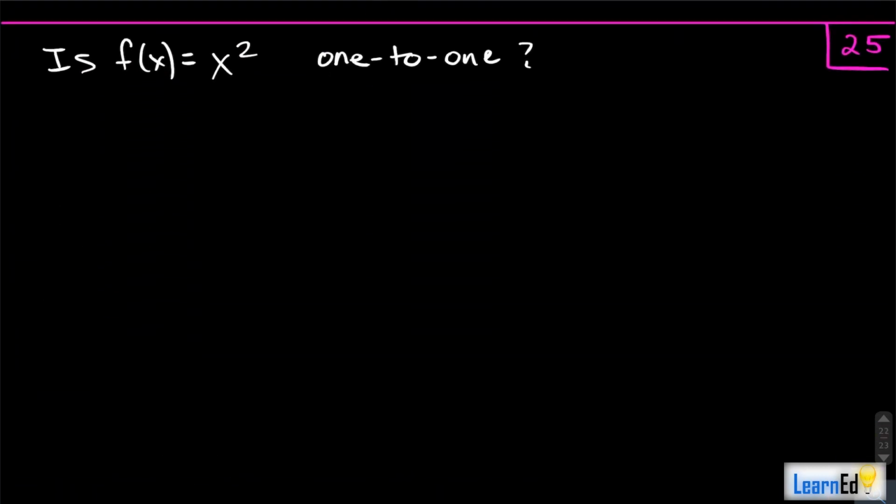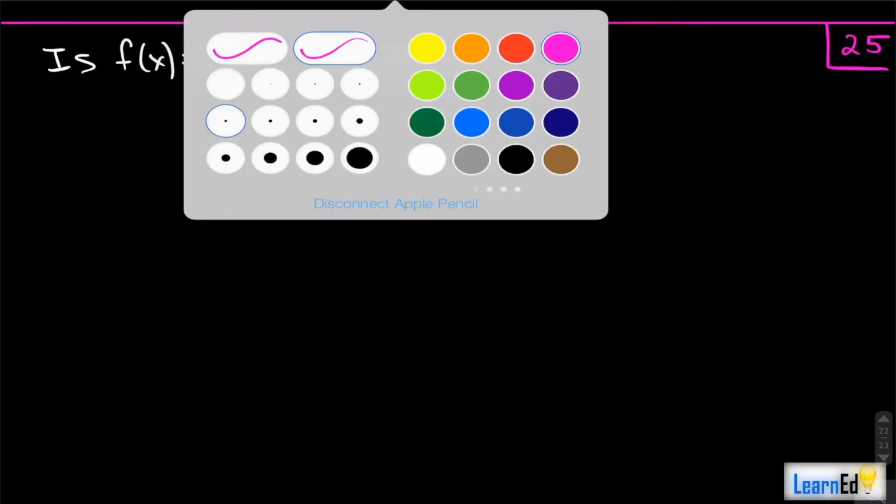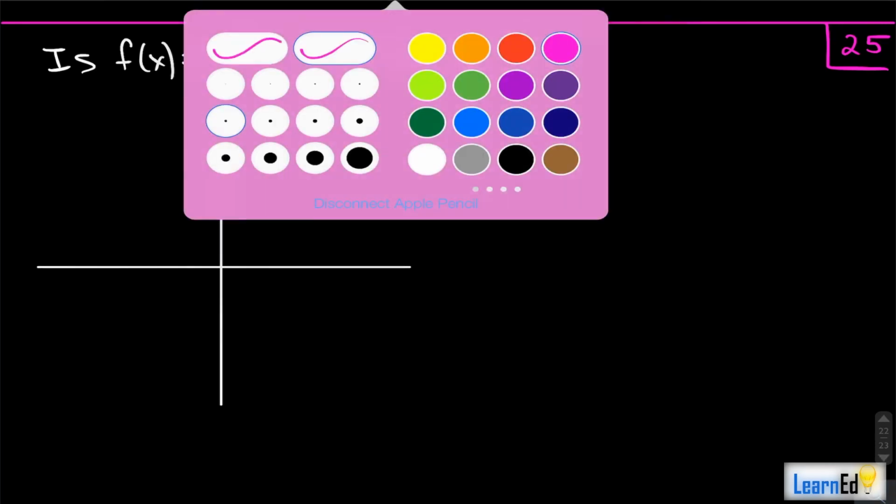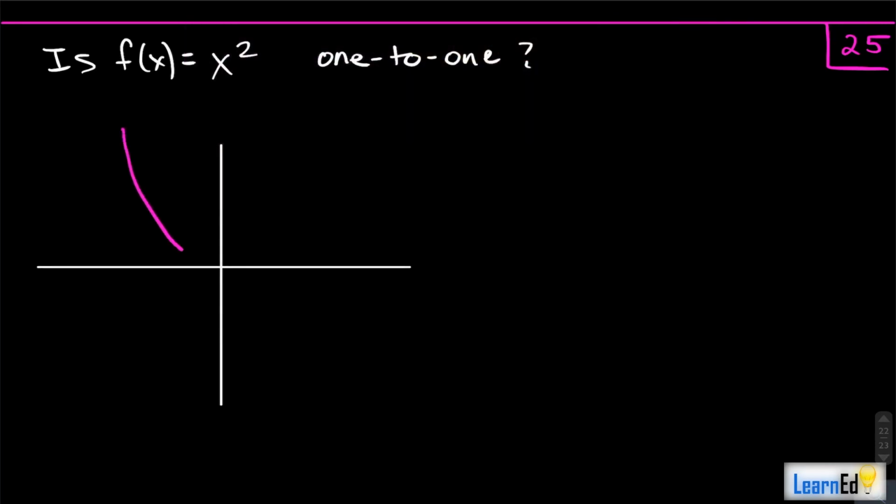Moving on to our last problem in this video. I'll make this a short and sweet one. We're trying to see if f of x equals x squared is 1 to 1. Well, what does it mean for a function to be 1 to 1? You should probably review 1 to 1 and onto and all that. But a function is 1 to 1 if it passes the horizontal line test and the vertical line test.